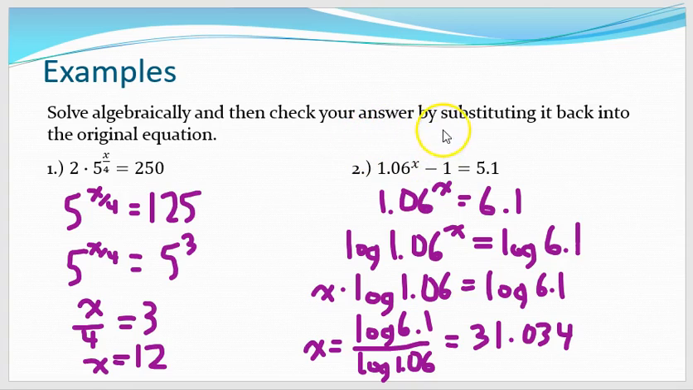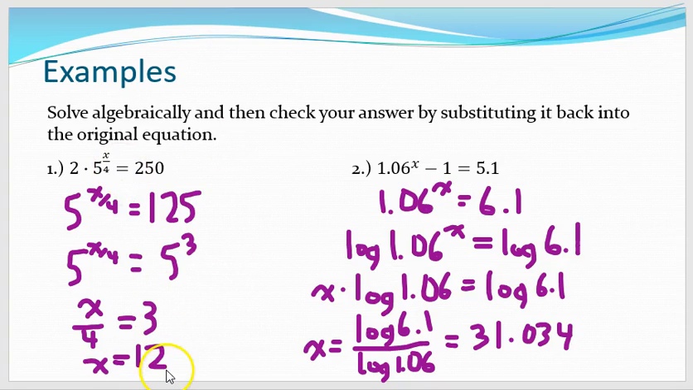Now the last part of these directions said to substitute your answer back into the original equation. So what they're asking you to do is when you get an answer, you can check it by typing in 1.06 raised, and then type in the answer you got for x in this case, so to the 31.034 power. And then if you subtract 1 from that, I got approximately 5.100173996, and that's very close to this number. I did round off this answer, so that's why this answer is off by just a little bit for checking my work there.